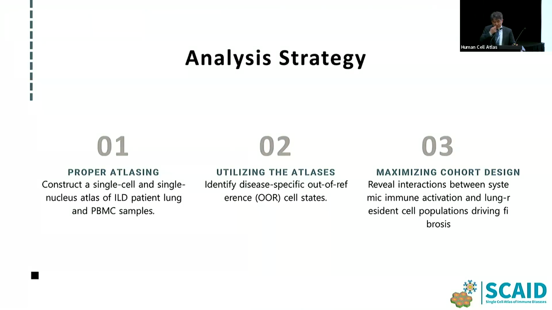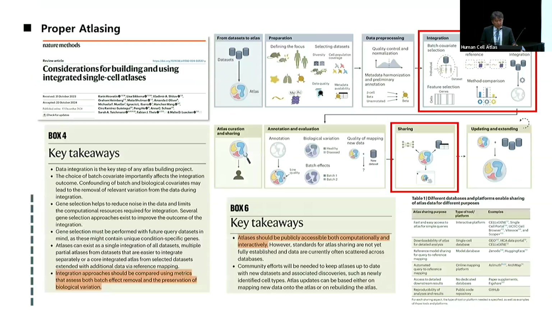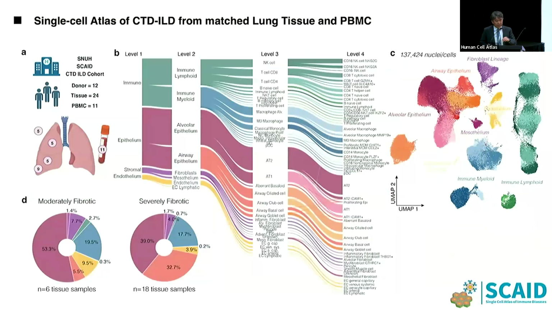So we used three strategies: proper atlasing, utilizing pre-made reference atlases, and maximizing code design. We tried to follow the proper atlasing guideline. And this is the scheme. From 17 donors, we collected 12 donors. We collected 11 PBMC samples and 24 tissue samples. Some tissue samples were acquired from the same patient, in several regions with different severity.